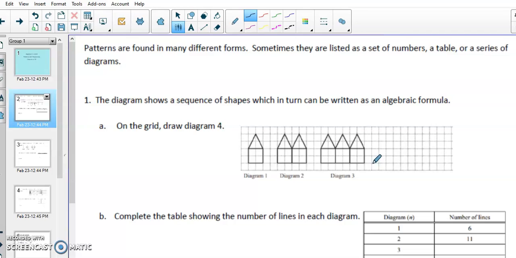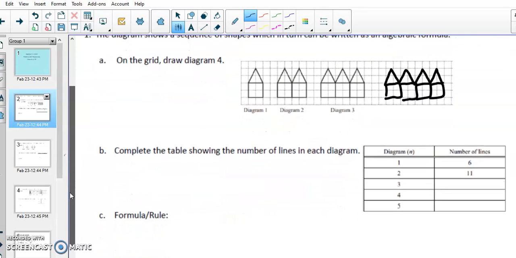So on the grid, draw diagram 4. Okay, so let's see, we have 1, we have 2, we have 3. So just continue the pattern. Okay, this is going to challenge me to draw these out. I'm not a very good artist. But it's not that complicated. Looks like we have 4 squares and then 4 triangles above them. So this is not algebra, this is just follow a pattern.